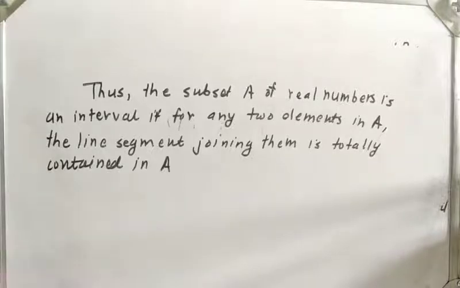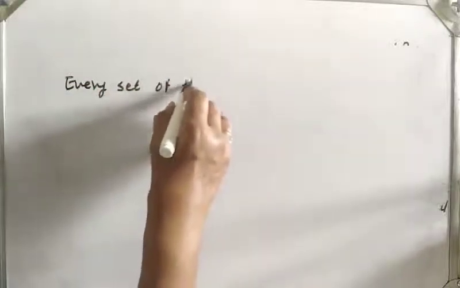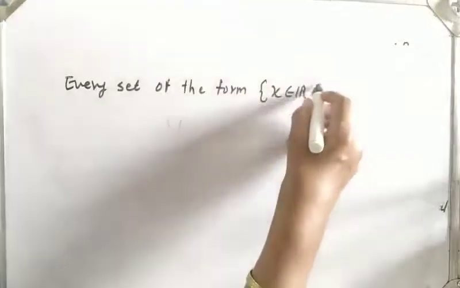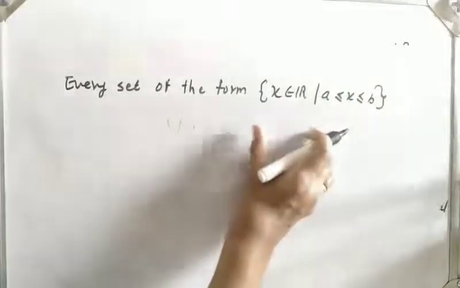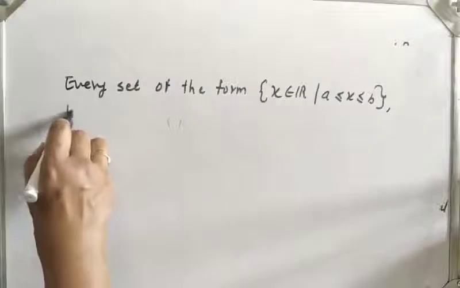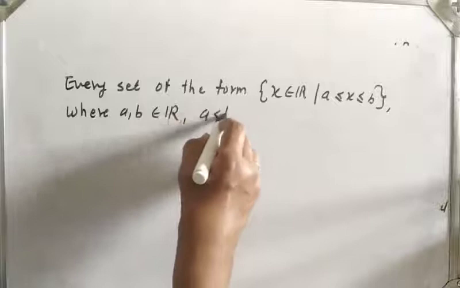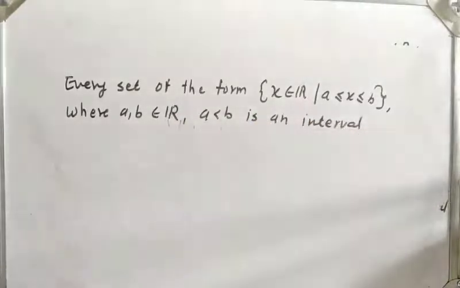Okay. So we can write, every set of the form x belongs to R such that A less equal x less equal B, every element between A and B, where A, B are real numbers, A less than B, is an interval. Okay. Now there are types of interval.